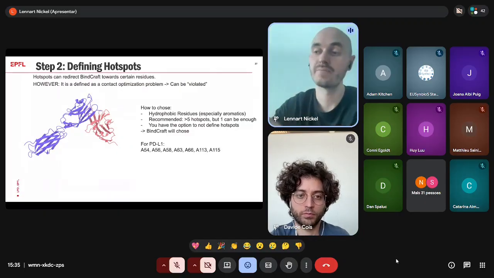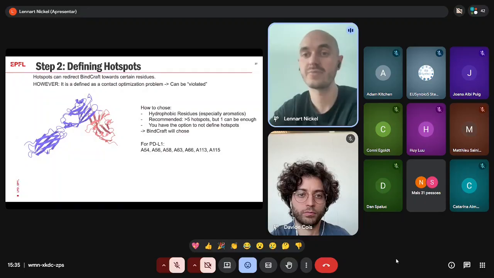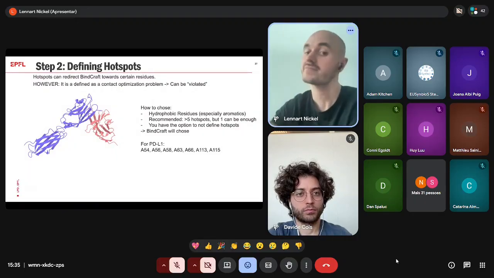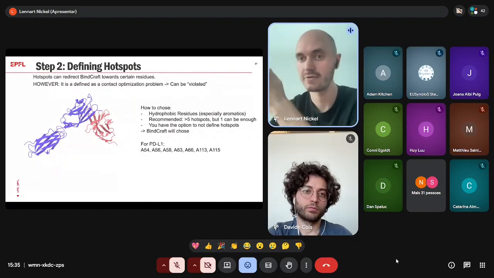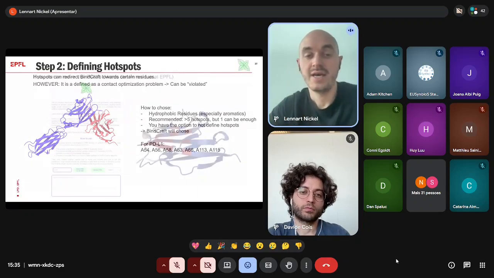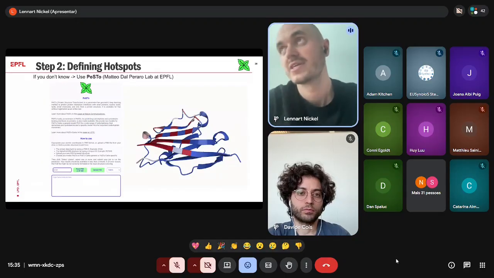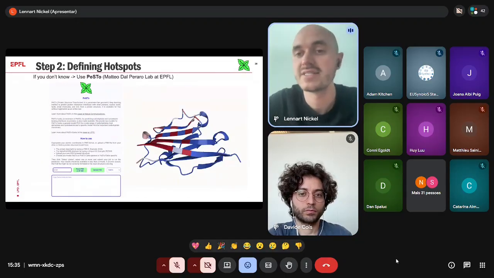And in comparison to other tools where one hotspot is usually enough, here you really want to give it 5 or more hotspots, because then this contact optimization is much more efficient than if you only provide one. It can be enough, but it's better to have 5 or more. And then you can write down these hotspots. In this case, what I did is I just looked at the PD1, PDL1 interaction and took the ones from the interface.